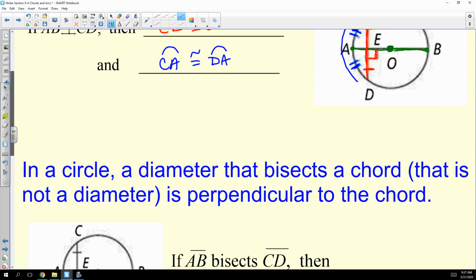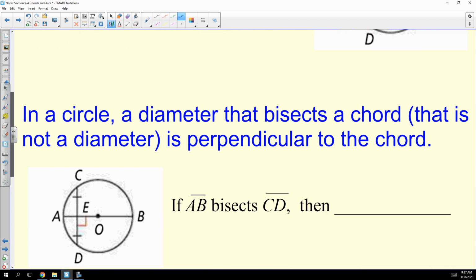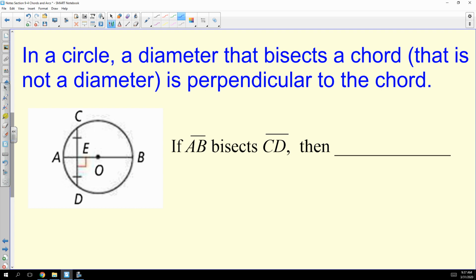To go along with that, there's a couple of other statements, like the converse a little bit. If you have a diameter and it bisects a chord and that chord is not a diameter, then it must be perpendicular. So if you have diameter AB, and it bisects a chord CD, then it must be perpendicular to that chord. Remember that the diameter always has to pass through the center of the circle, so look for that dot there.